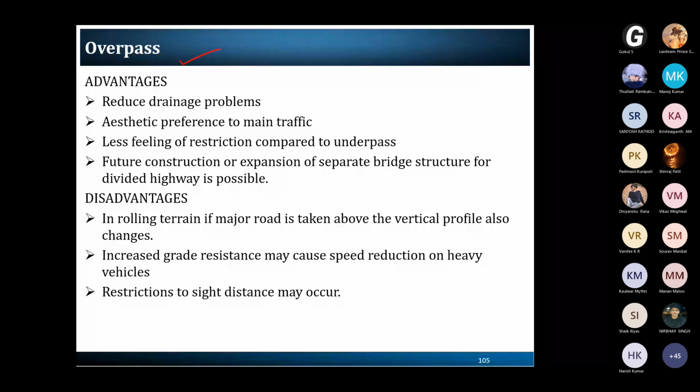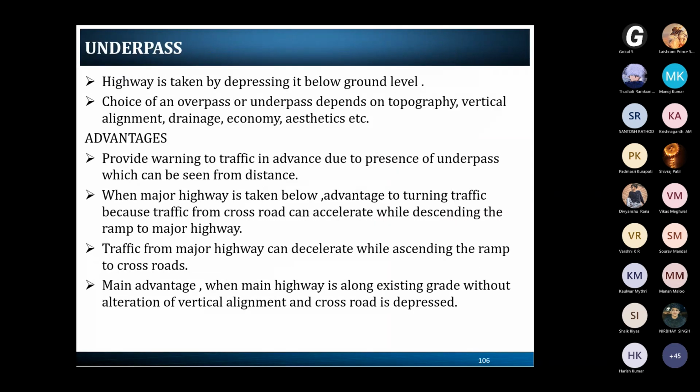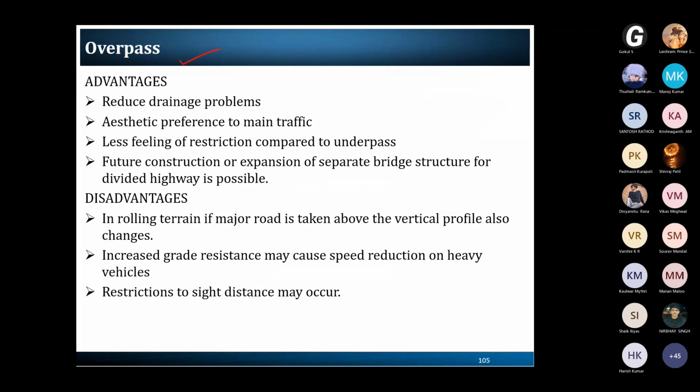The speed reductions based on the gradient happen, which ultimately affect the heavy vehicles. When there are bridges and all, you can see that the heavy vehicles are slowly passing. So the restrictions of the side distance may occur due to the vertical profile. So these are some of the disadvantages when it comes to the overpass.